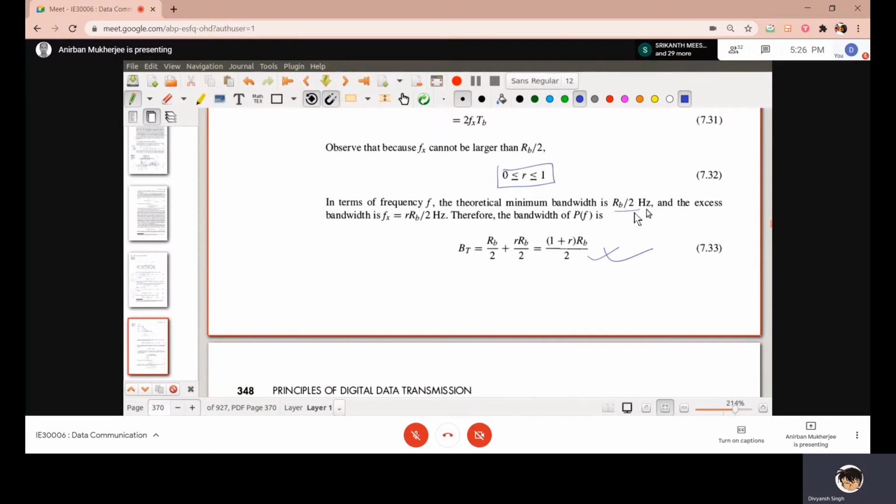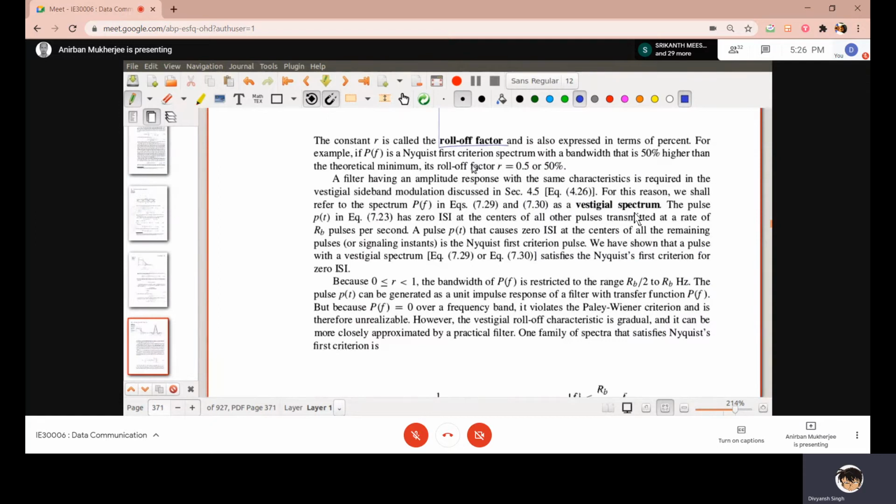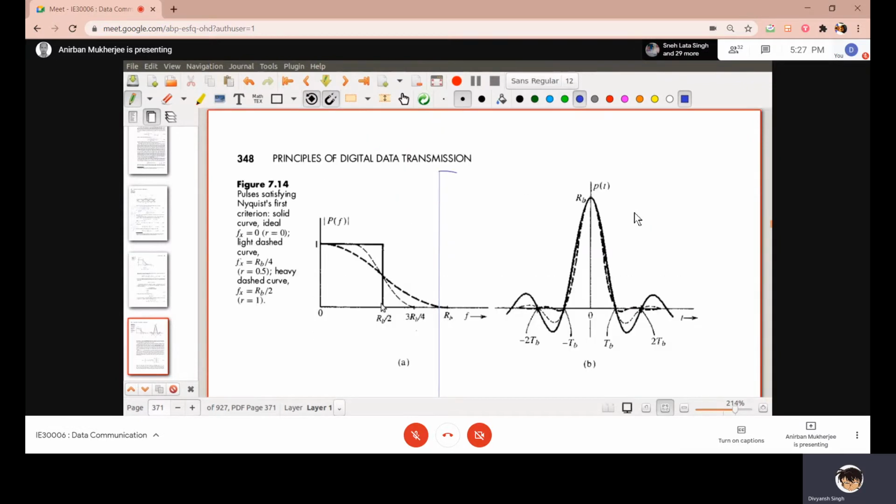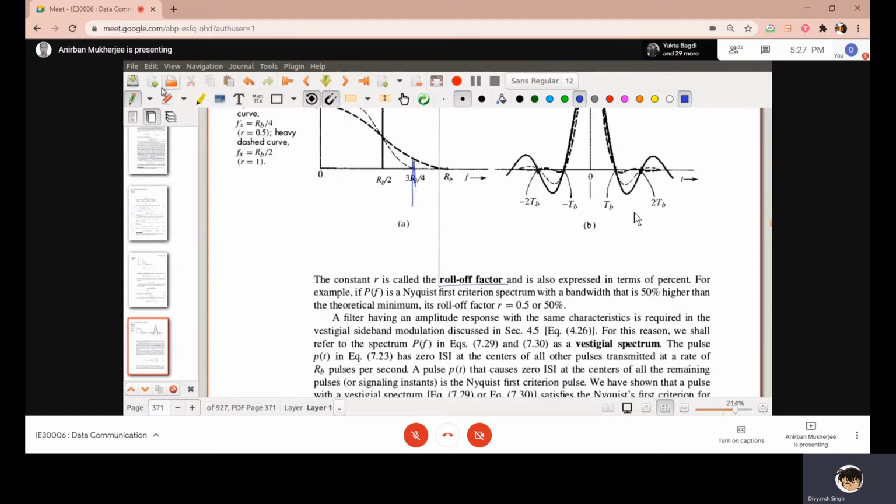This is the roll-off factor. If R equals 0.5, it means 50% higher than the theoretical minimum. So R of 50%, or 0.5, means 50% above this minimum. Your PF bandwidth is up to 3 RB by 4. That is, RB by 2 is the minimum, and after that the excess is RB by 4. So your total PF is like this: 0 to 3 RB by 4.